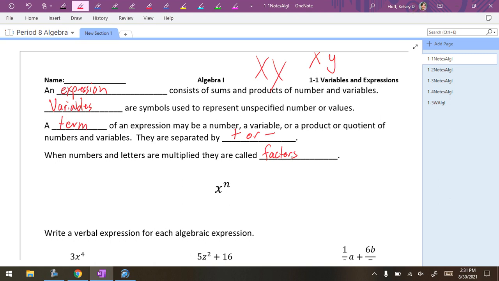I have x to the n power. Just a little note to yourself: x is your base, n is your exponent or your power. That exponent tells you how many bases are repeated. So if we had x to the third power, that really means x times x times x. Or 7 to the fifth power: 7 times 7 times 7 times 7 times 7.